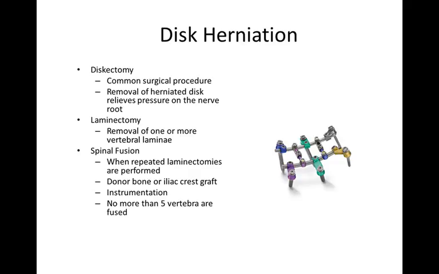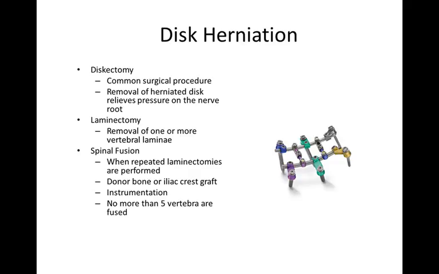The laminectomy is also usually used in conjunction with the discectomy. It's the removal of the lamina, which is part of the bone, in order to get to the disc. This is the approach through the back, where they'll actually remove part of that lamina, that bone, to get to the disc space.